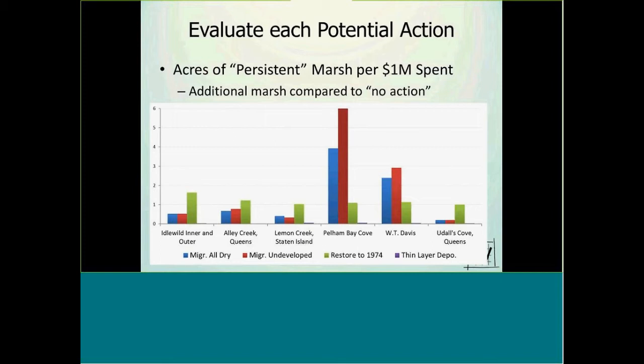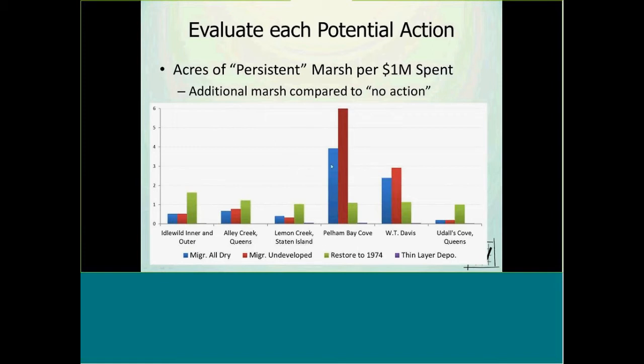So if you had a marsh that was only going to persist for 10 years, it wouldn't have no value, but it would have about 1/9 of the value of a marsh that was going to persist throughout the whole time period. And so per $1 million spent, these are the benefits of the different adaptation strategies.